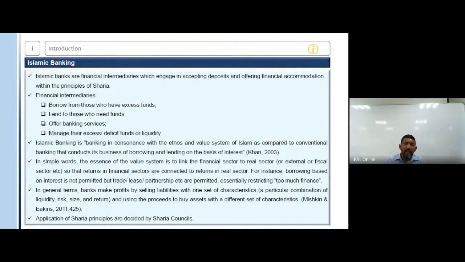Any clarification as we go on? If you have any clarification, you can unmute yourself and talk, so that I can respond to any clarifications you have.